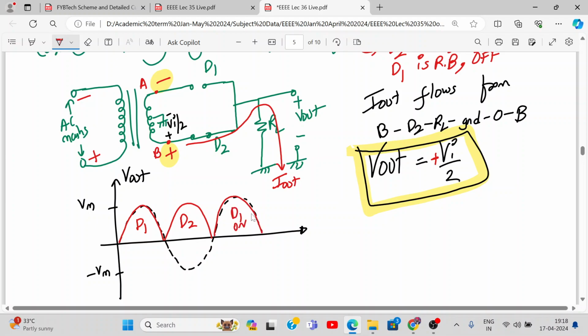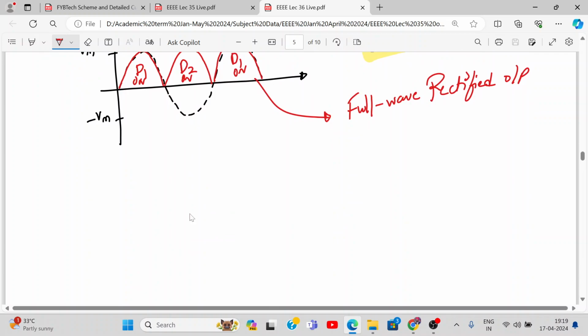D1 is on. So in the positive half cycle, D1 is on. In all the negative half cycles, D2 is on. Understood this waveform? This is called the full wave rectified output. Agree? Yes or no? Yes. Okay. Now let's plot the input output waveforms and complete the analysis.